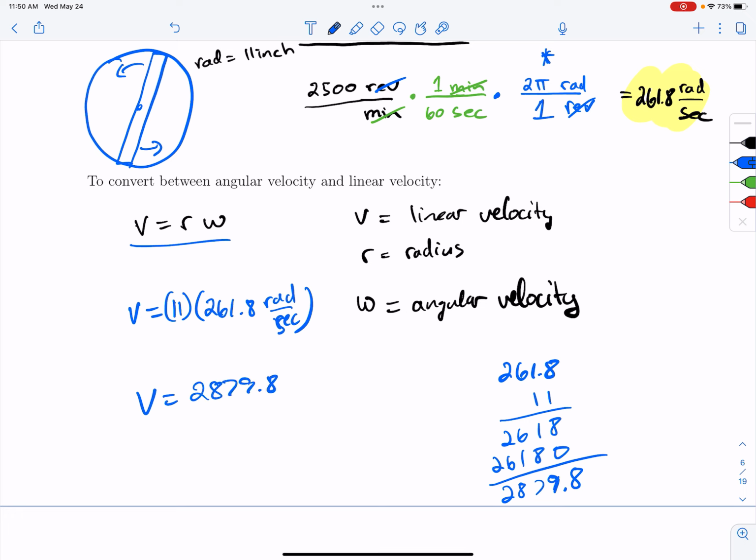2,879.8. And then the key here is to realize what the units are. The radius was in inches, and so this is inches per second. Okay, so that's how we can go between linear velocity and angular velocity.